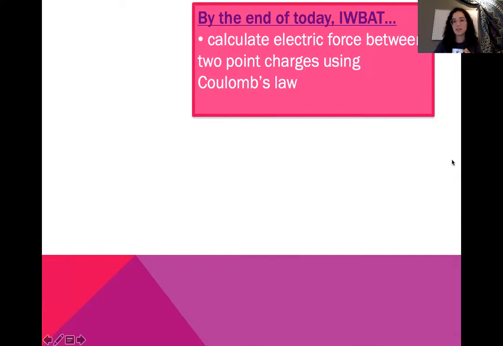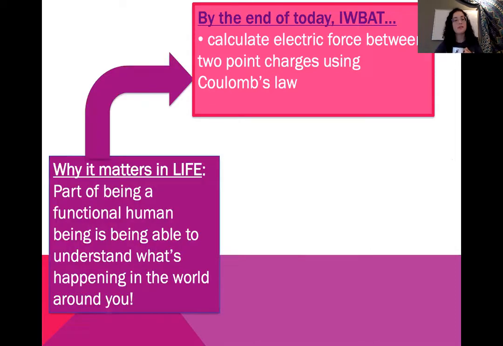So, our objective. By the end of the day today, scholars are going to be able to calculate the electric force between 2 point charges using Coulomb's law. This matters in life. The whole point of physics is learning about how the world around you works, right? We're actually taking everything that we see in real life and learning about the math that makes it happen.